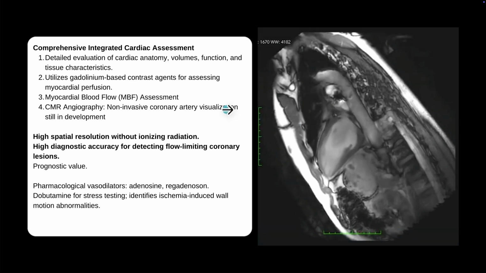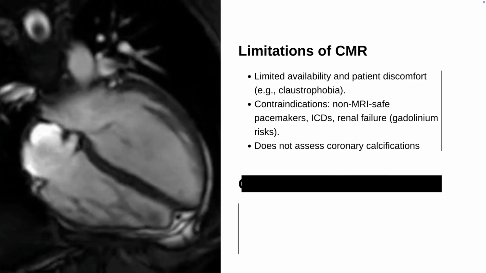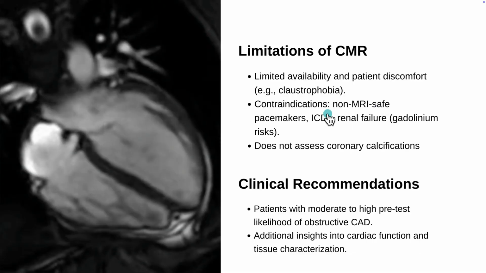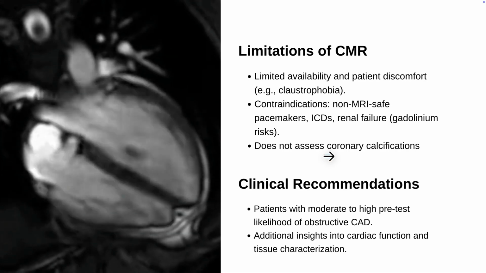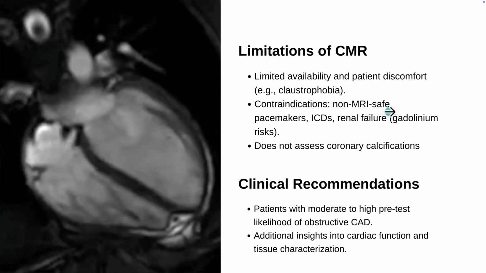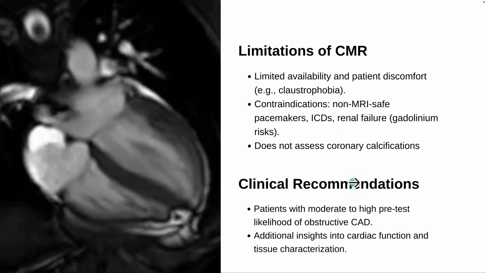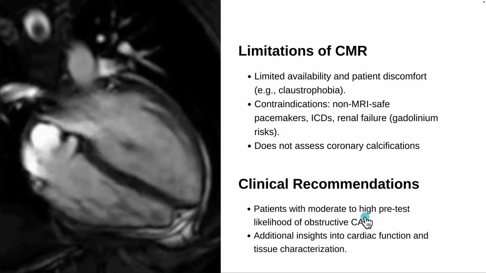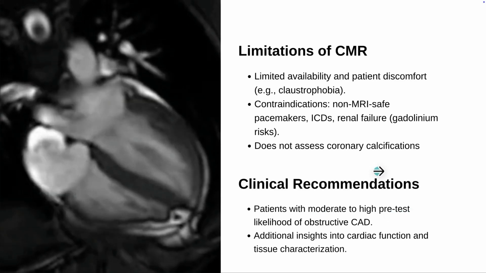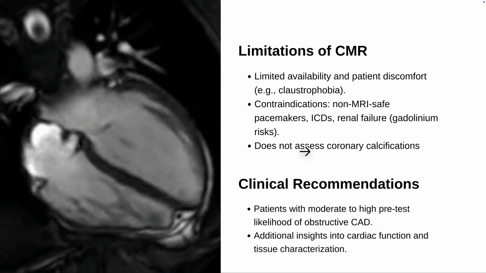Cardiac MRI has the advantage of providing a comprehensive assessment of cardiac function. It gives the volumes, the cardiac function, can measure myocardial blood flow, and can give us a general idea about the coronary vessels. There is no ionizing radiation. We can also use dobutamine for stress. However, the problem with MRI lies in the high cost, the limited availability, and the need for long time in the scanner, especially if the patients have claustrophobia. Non-MRI safe pacemakers and ICDs are a problem, and gadolinium is risky in patients with renal failure. Similar to nuclear scan, it's recommended in patients with moderate or high pretest likelihood of coronary artery disease if we need to assess cardiac function and tissue characterization.